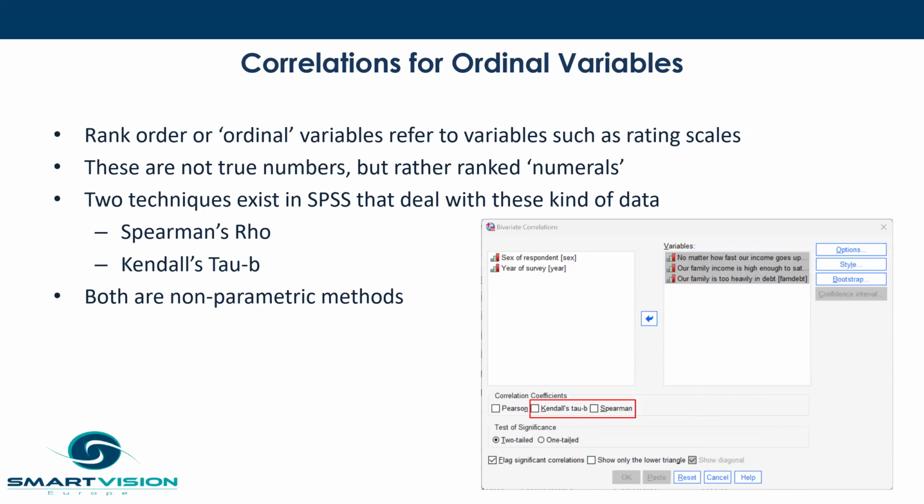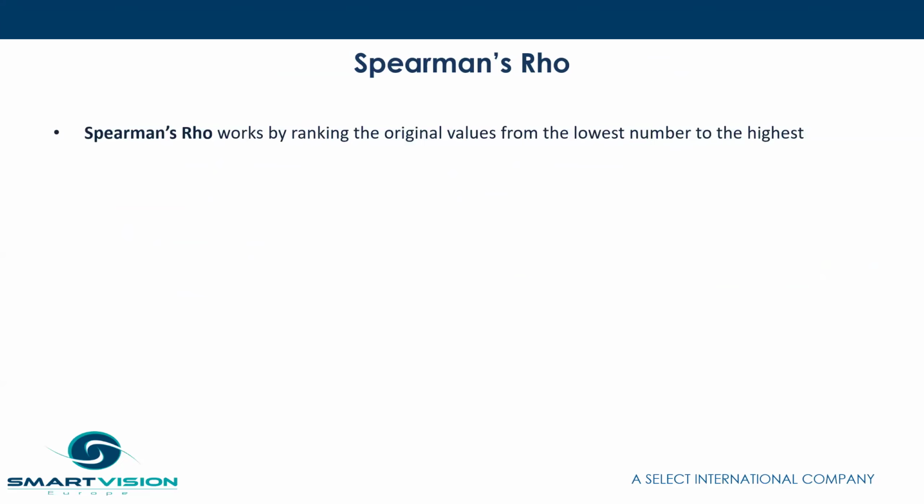And it turns out there are two techniques in SPSS that deal with these kinds of data when it comes to correlations. One's called Spearman's, not Pearson's. It's almost an anagram of it. Spearman's rho, rho being, once again, the Greek letter for R, so Spearman's R, and Kendall's tau B. And both of these are called non-parametric methods. That means that it doesn't make assumptions about the type of data. So Spearman's rho works by ranking the original values from the lowest to the highest. And for this reason, it's sometimes referred to as Spearman's rank correlation.